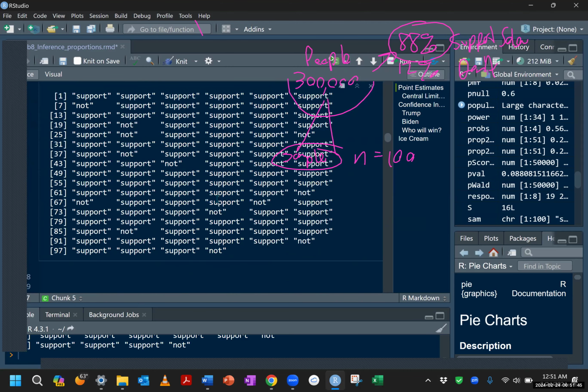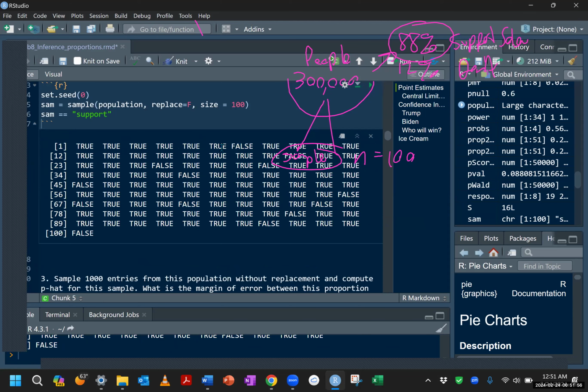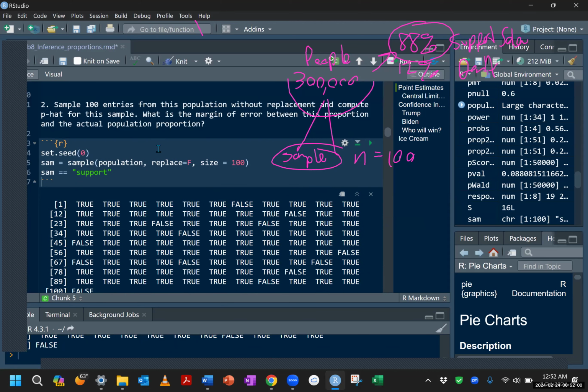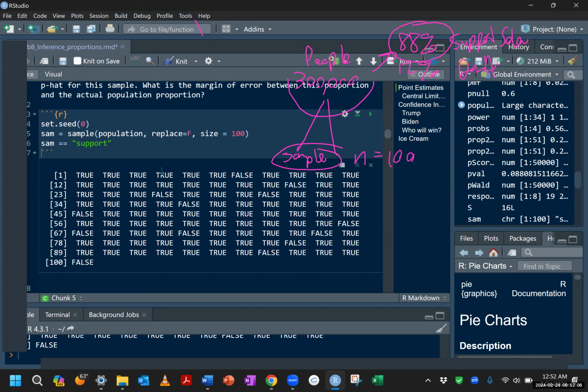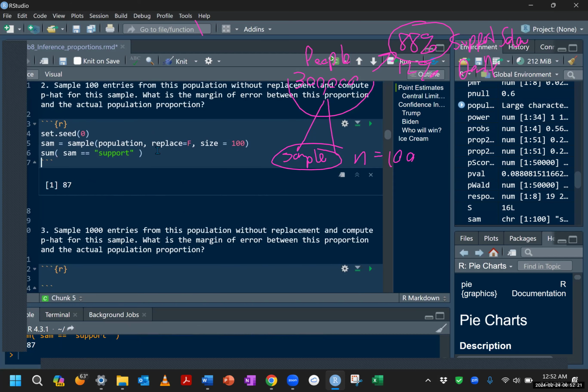This will tell me all the people that support. True: people that support; false: that don't. And remember, this is called a binomial variable. No, that's not right. A Boolean variable. That's the word. Boolean means true, false, and trues are always counted as one. So if I add up this thing, I'm adding up all the trues. It gives me a count of the trues. Oh, 87 people say true.